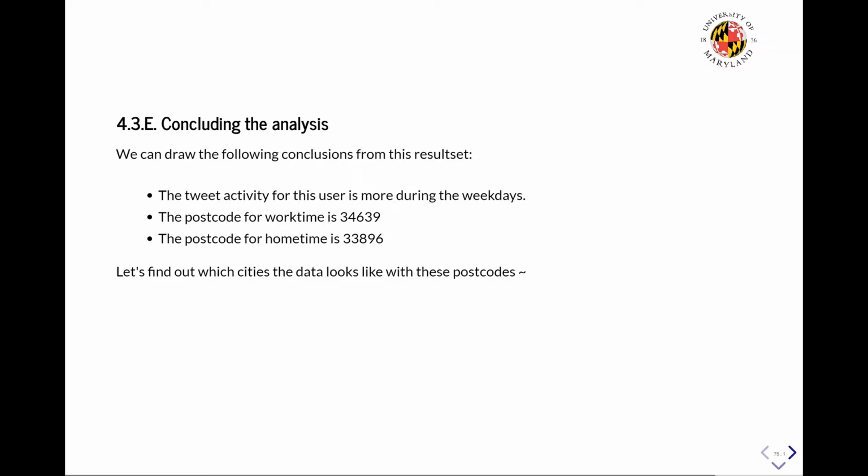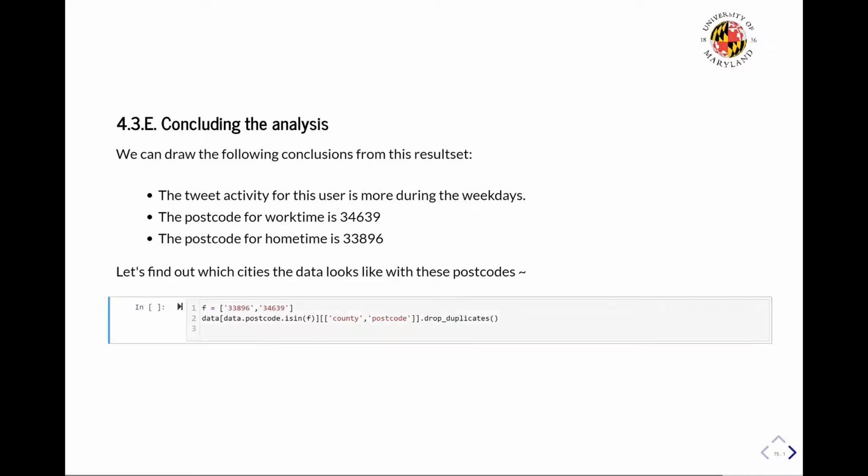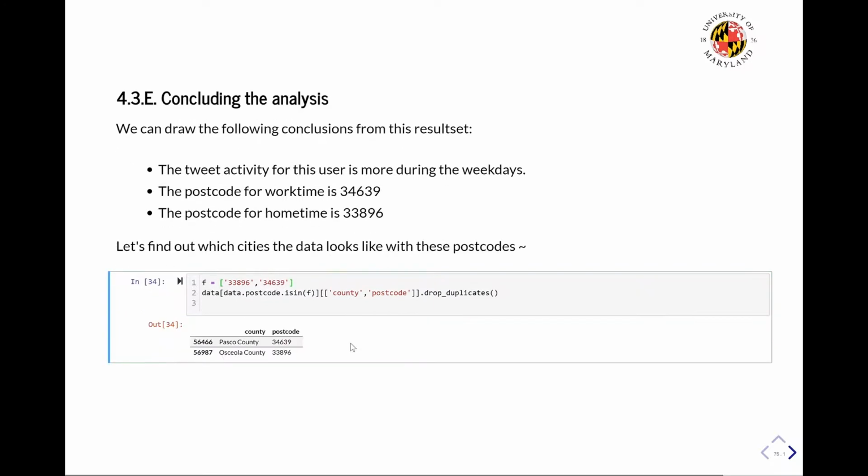Now let's find out which cities these postcodes correspond to. Remember, we also have our city names in our original data set. So what we're going to do is just filter the data for these postcodes. So the county 34639 is Pasco and the 33896 is Osceola.